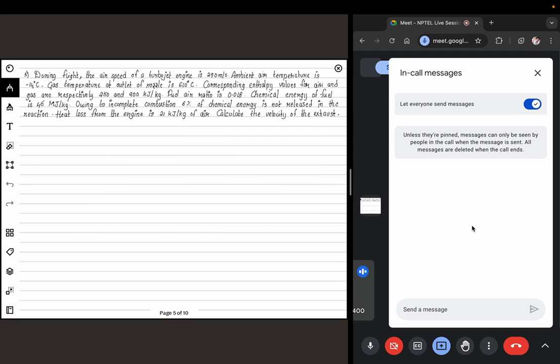During flight, the airspeed of a turbojet engine is 50 meters per second. Ambient air temperature is minus 14 Celsius. Gas temperature at the outlet of nozzle is 610 Celsius. Corresponding enthalpy values for air and gas are respectively 250 and 900 kJ per kg. Fuel to air ratio is 0.018 and the chemical energy of fuel is 45 megajoule per kilogram. Owing to incomplete combustion, 6% of chemical energy is not released in the reaction. Heat loss from the engine is 21 kJ per kilogram of the air. Calculate the velocity of exhaust.